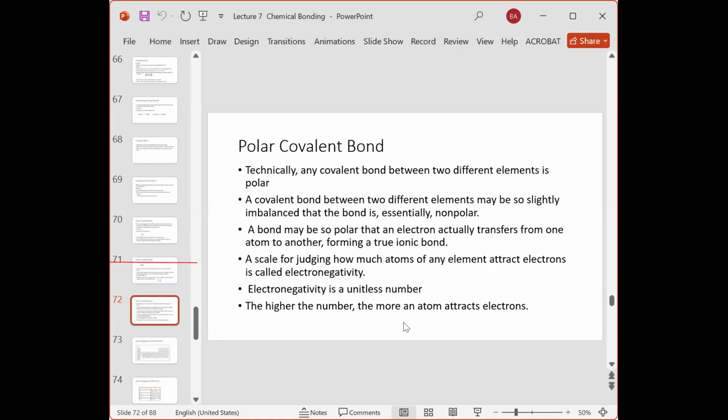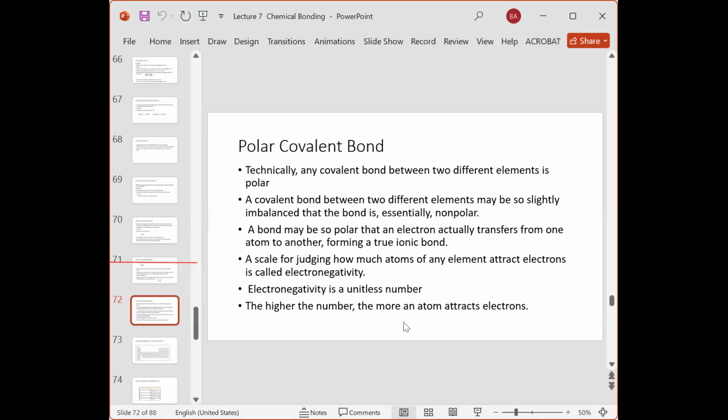So any covalent bond between two different elements is polar, technically. But a covalent bond between two different elements may be so slightly imbalanced that the bond is essentially non-polar. Or a bond may be so polar that an electron actually transfers from one atom to another atom, forming a true ionic bond.